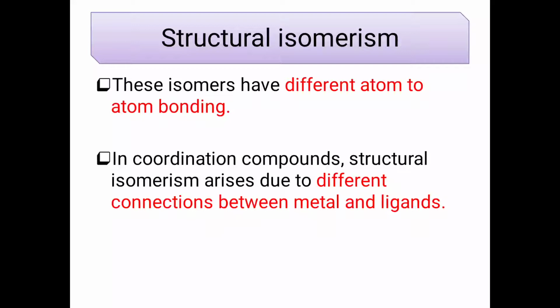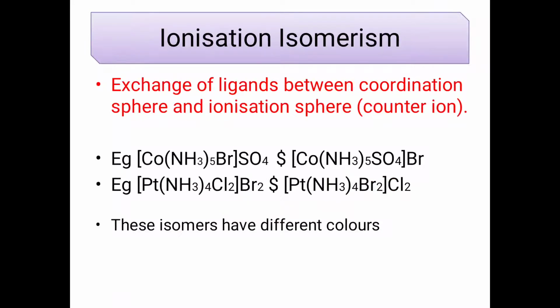So first up we have ionization isomerism. When does this isomerism occur? This isomerism occurs between the coordination sphere and the ionization sphere. There is an exchange of ligands which is observed. So let us see the given example.